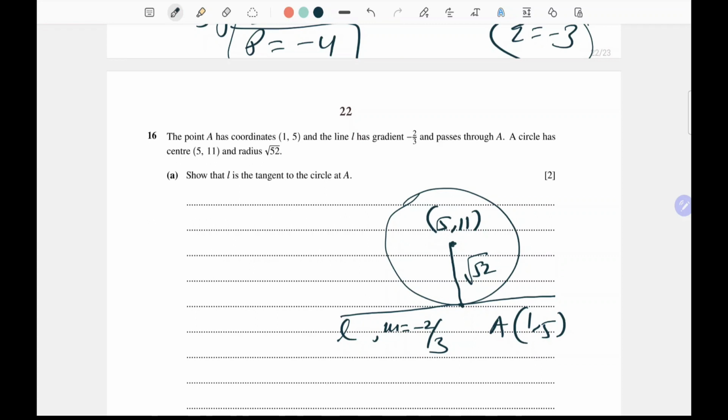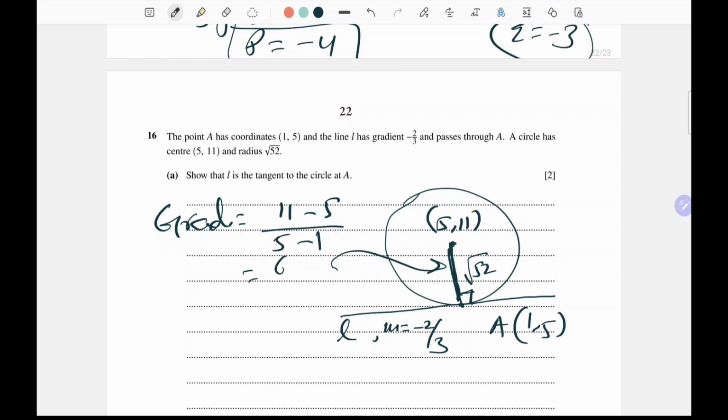But you know, this is not 90 degree. This is not given that this line is a tangent. But somehow if we prove this angle is 90 degree, then yeah, it will be tangent. So gradient of L is already given. Let us find the gradient of this. Okay, gradient of this. So that will be 11 minus 5 over 5 minus 1.